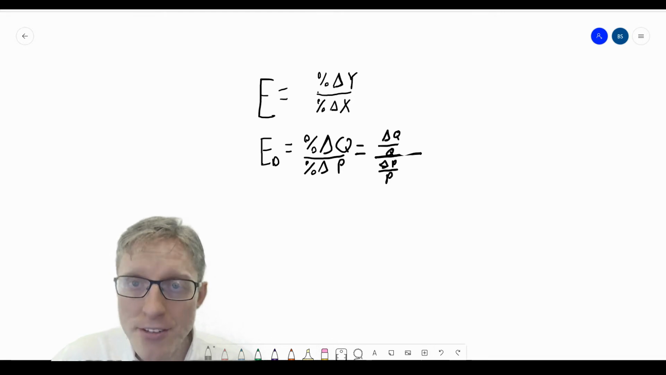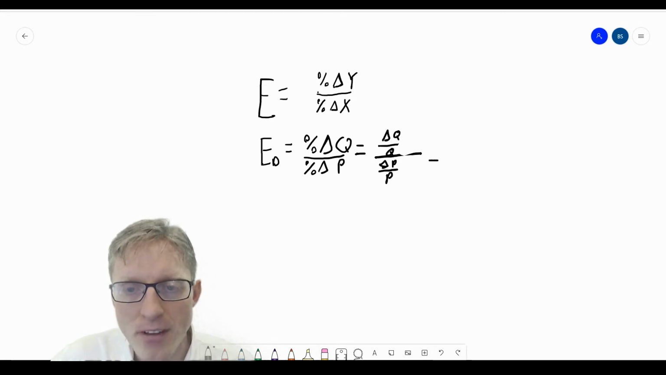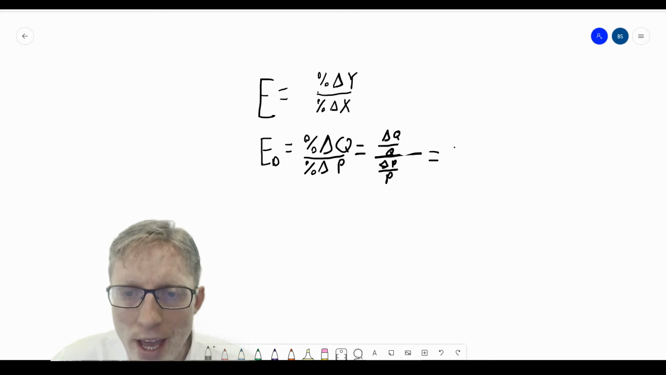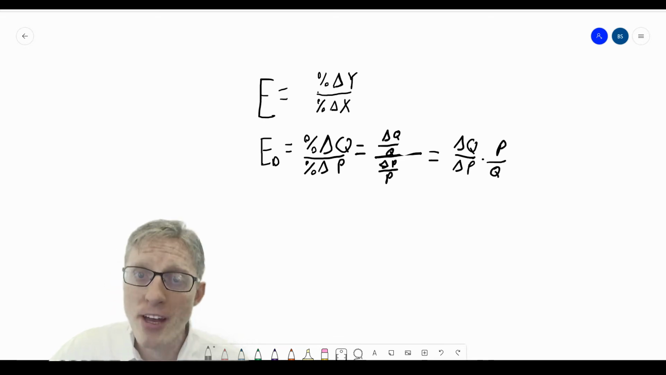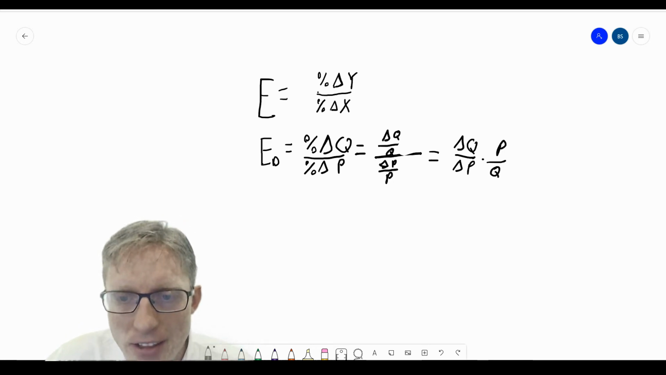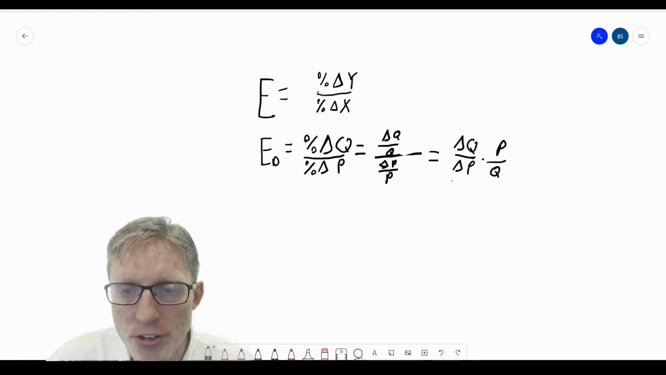Now we can rearrange this one more time. If we multiply both the numerator and the denominator by price over quantity, what we end up with is that this is equal to the change in quantity over change in price times price over quantity. So this percent change over percent change has been rewritten as the change in quantity over change in price. That's this first part here.